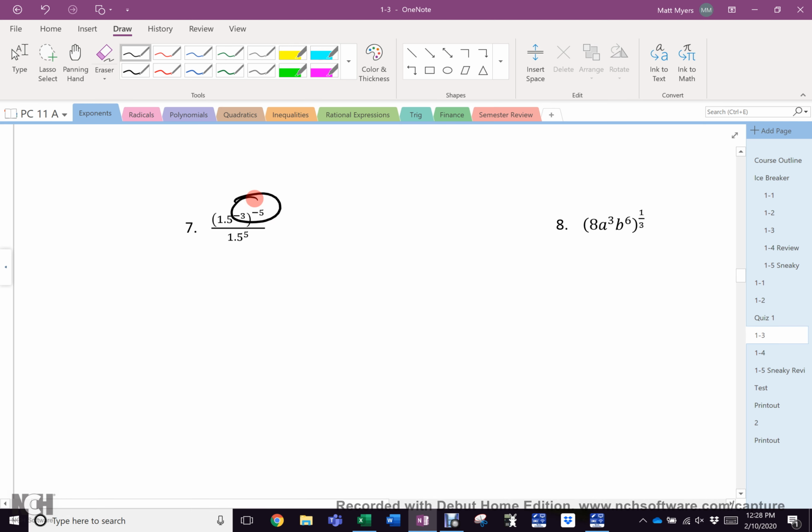What are we doing right there? So what do we get? 1.5 to the 15th over 1.5 to the 5th. Now what? So 1.5 to the 3rd. Tricky. 2 ways to do it. What do you want to do?